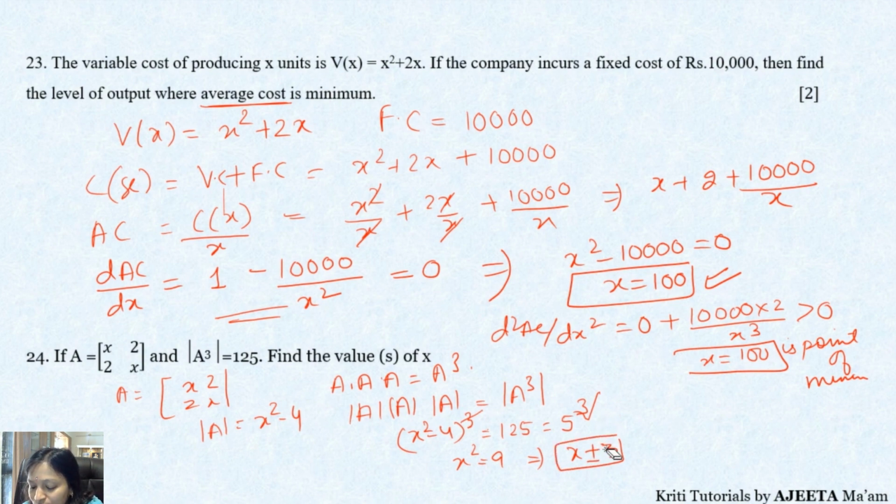So in a very simple way, you can do the calculations, right? No worries, no hurry. So x is going to be plus minus 3. So two values of x are there. Clear? Now let's move on to the next question.